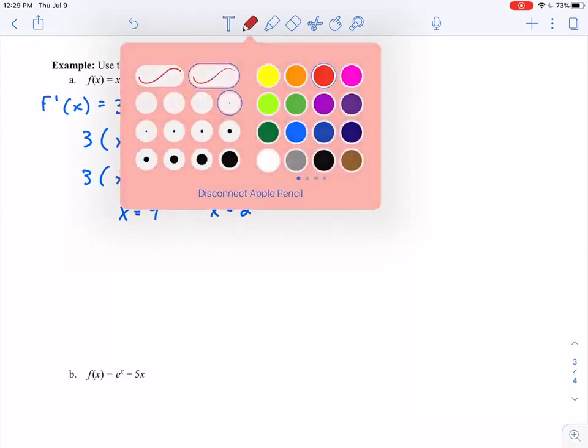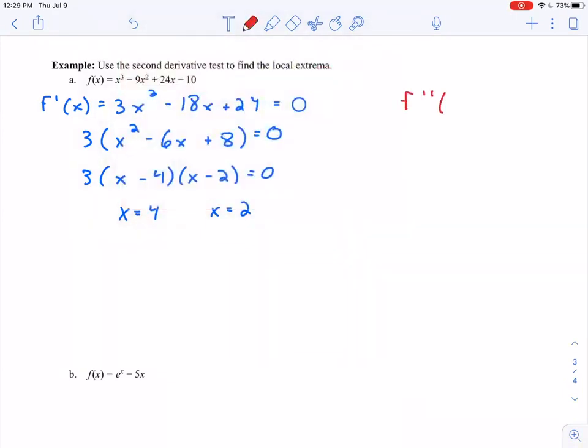We actually want to use the second derivative test. So the way I'm going to do this is now I'm going to find the second derivative. So f double prime of x, that should be 6x minus 18. So there's my second derivative. I'm going to take my two critical numbers and plug those into my second derivative that I just found. So f double prime of 4, this is 6 times 4 minus 18. This is 24 minus 18. That gives me a positive 6.